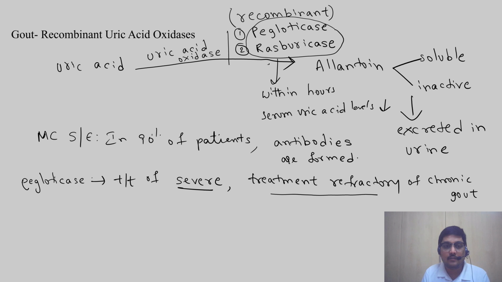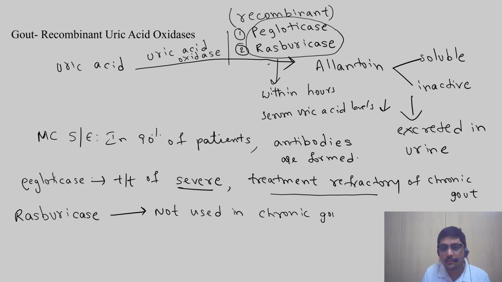Okay, then what is the role of rasburicase? First point, these are not used in chronic gout. Where is this rasburicase indicated then? Eventually, we know it is not indicated in acute gout, right? So what is the purpose of this rasburicase? Why we use it usually is, see, let us discuss cancer chemotherapy for a few minutes.